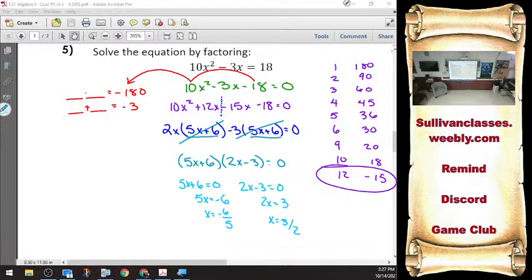If you have to list out your factors, list them out. If number 5 on the review involved a bigger number that wasn't as nice, number 5 on your quiz will involve a bigger number that's not as nice. Okay?